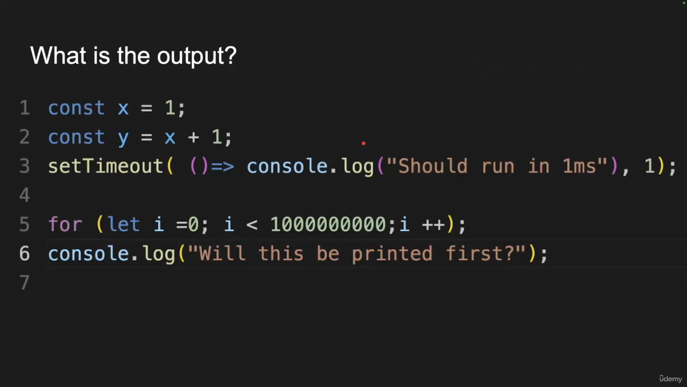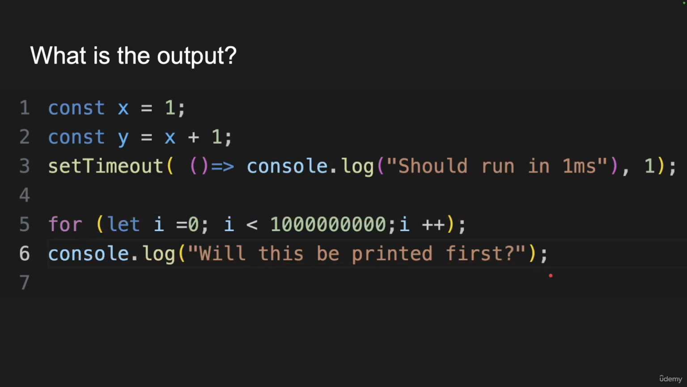So, based on that definition, what do you think the output of this will be? Here I have some code that initializes x with a 1, then adds 1 and stores a value, and then registers a timeout for 1 millisecond. And then it does a loop for a million, whatever. By the way, in JavaScript, you can just add underscores. I learned this recently, and it's the same value. It's just easy to read. This is 100 million. So just loop for 100 million, and then print this.